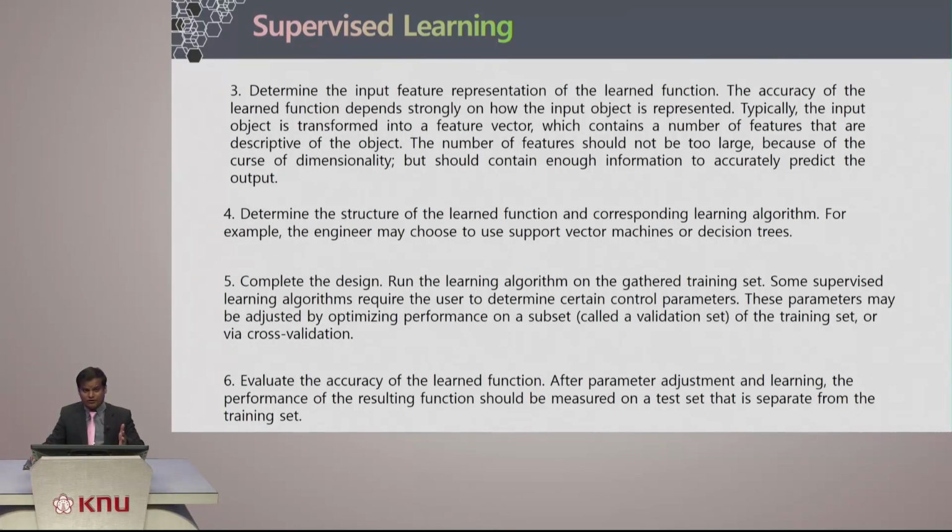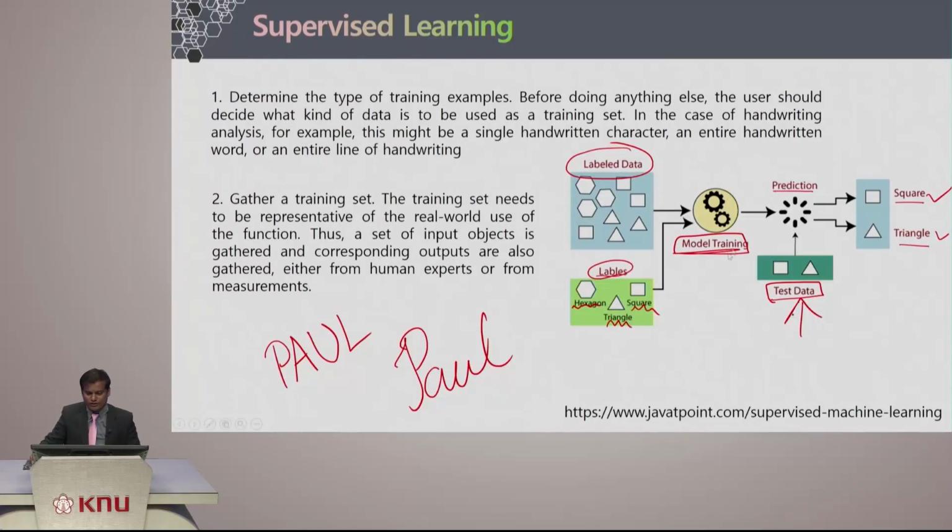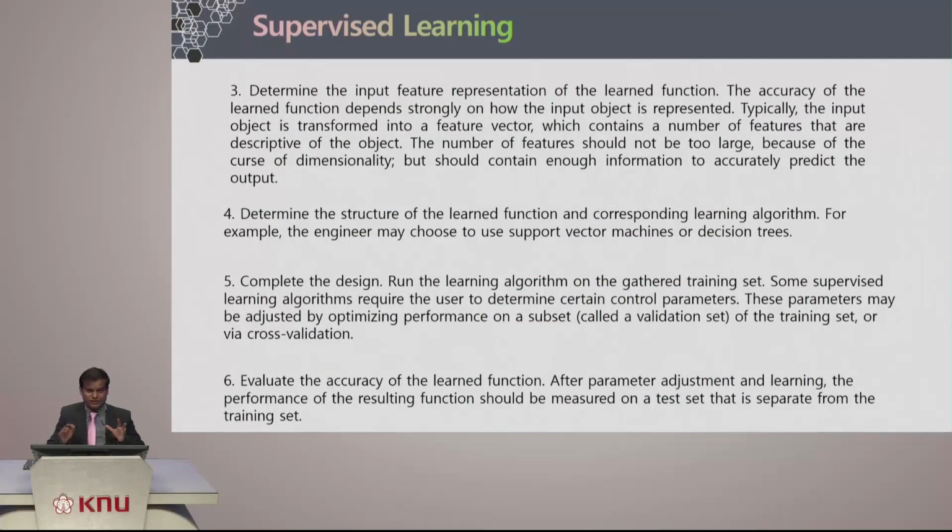And as you can see here, you also have to determine the input feature representation of the learned function. The accuracy of the learned function depends strongly on how the input object is represented. If the input object itself is not clear or not well trained, say for example I am training this system as hexagon, or I am training this system as square, then the input representation itself is not correct. That's what it means. The input representation should correctly represent the object.